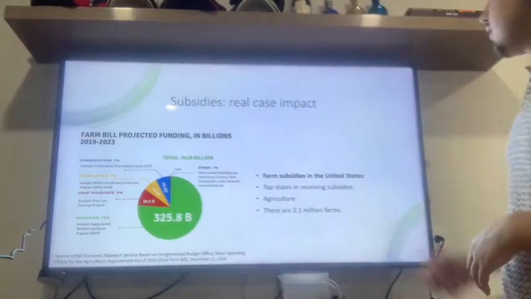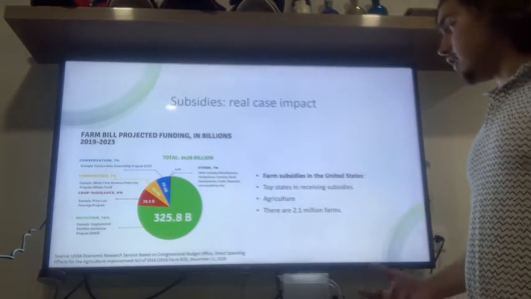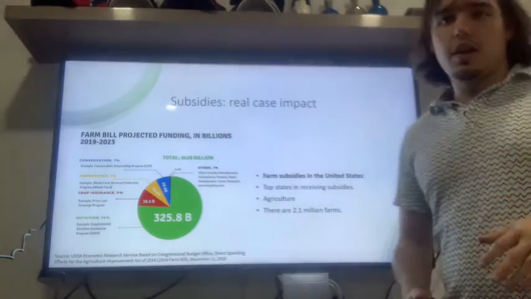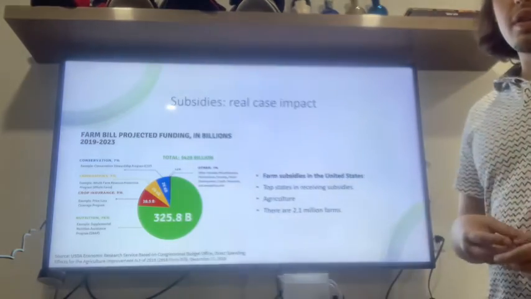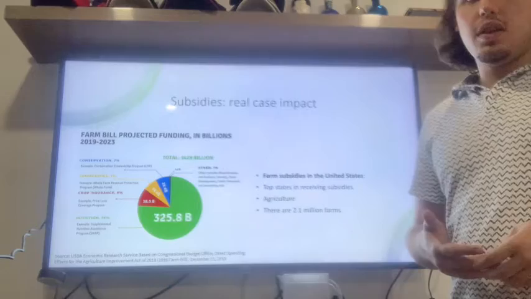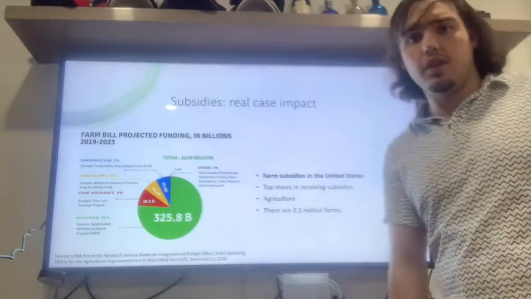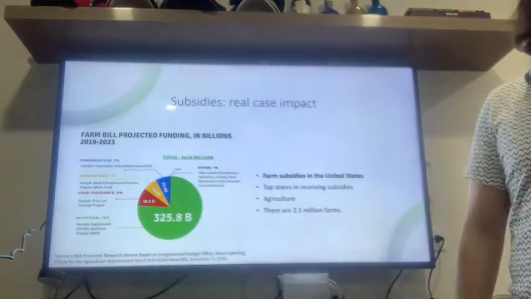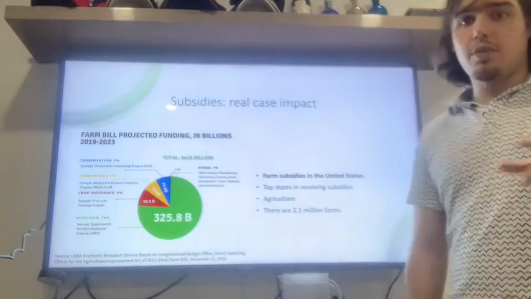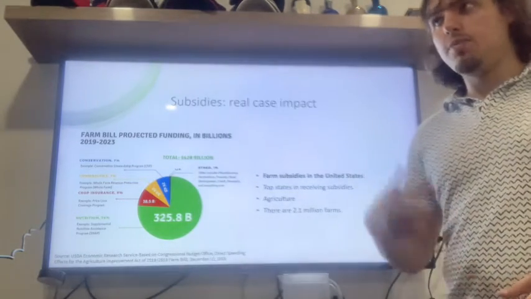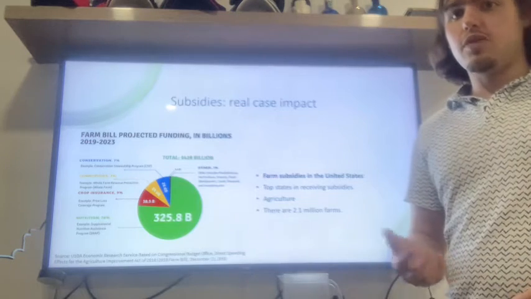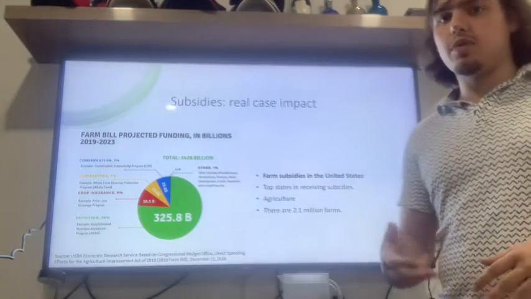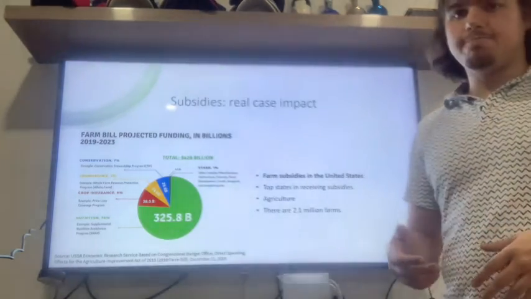Subsidies, a real case impact: farm subsidies in the United States. First of all, the top states receiving subsidies are Texas, Nebraska, Kansas, Arkansas, and Illinois, which received 39% of the US $7.2 billion. Agriculture in the US makes up 5.4% of the economy. It employs 11% of the workers in the states, and corn is the largest and most subsidized crop in the states.